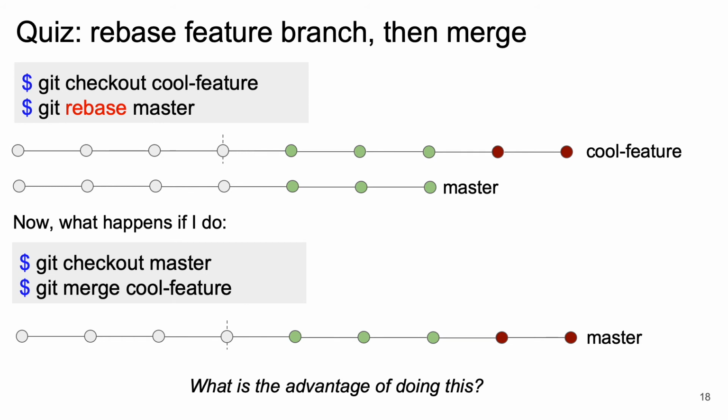The second advantage is that when you do a rebase, your commits are ordered by features, not chronologically. And this is sometimes preferable because if you want to look at your history, then it's much neater to see that they're ordered by features and not by time. What is the disadvantage of doing this? What is the disadvantage of doing a rebase? What is the potential issue?